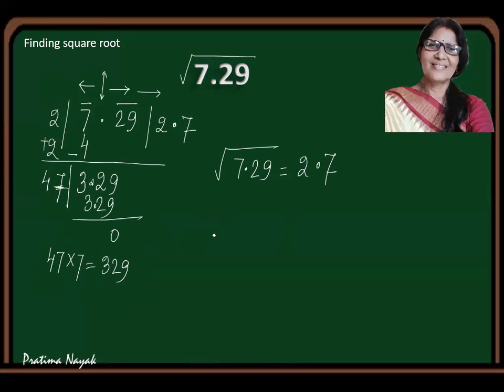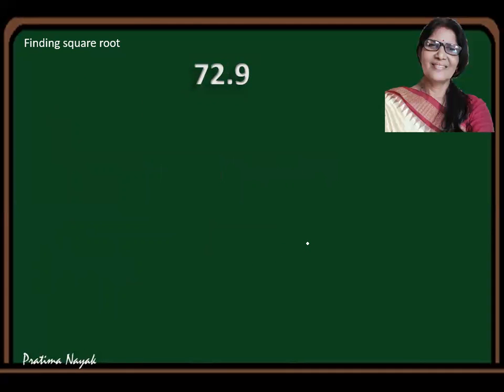Now just guess if it will be 72.9. Will it be a perfect square? No, it will not be a square. Okay, so this is the next question. Is the square root of 72.9 a whole number, or is it a perfect square? No, 72.9 is not a perfect square.